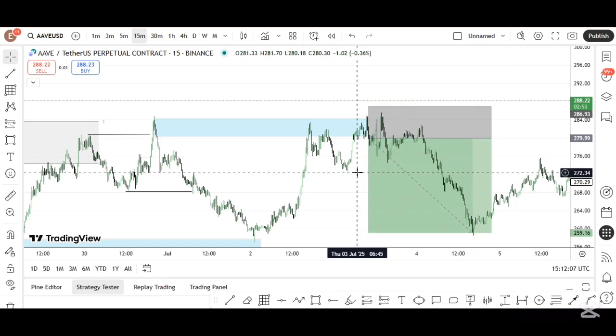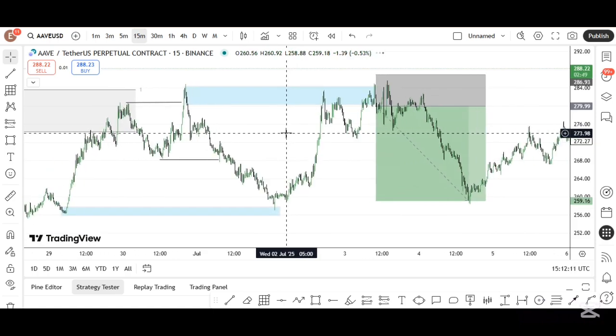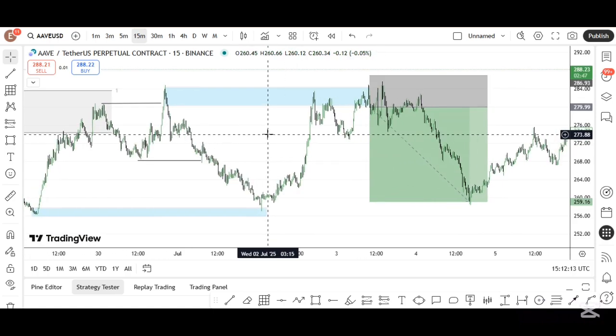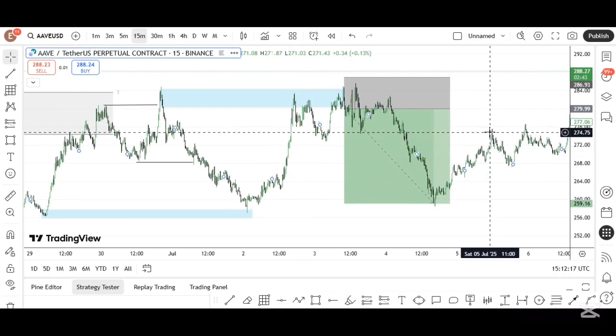In 5 minutes I'm going to show you how I was able to catch this sell opportunity on AAVE USDT. We're going to be using the concept of ABCD, or 1 2 3.